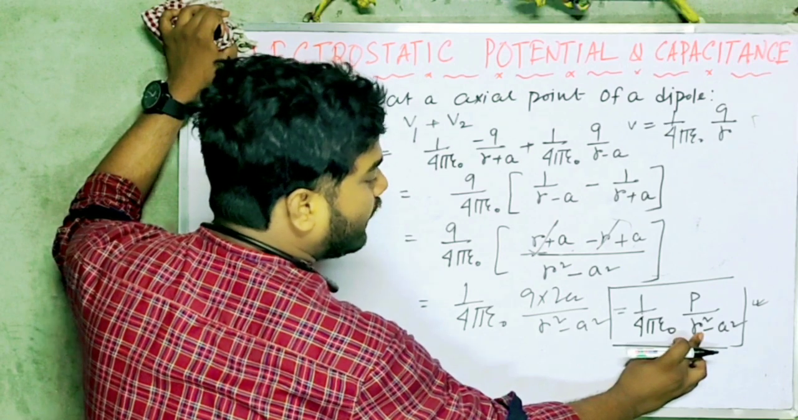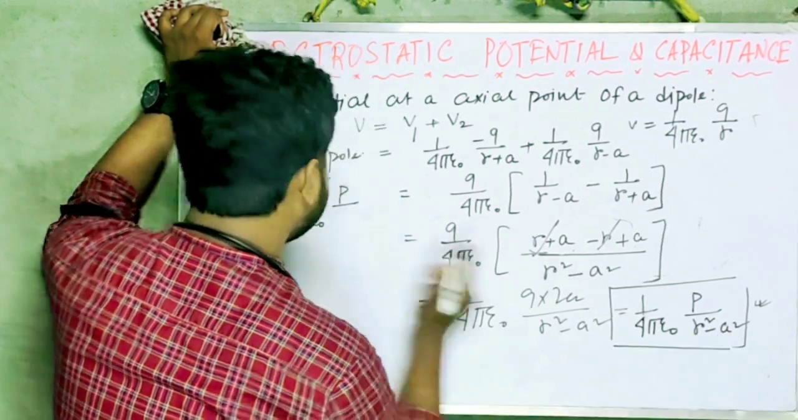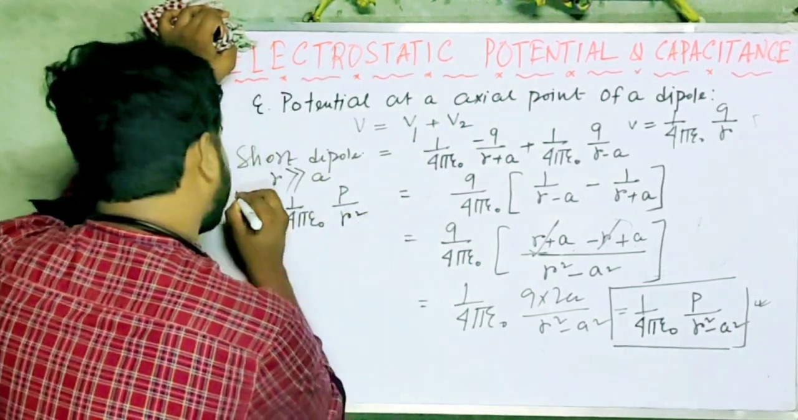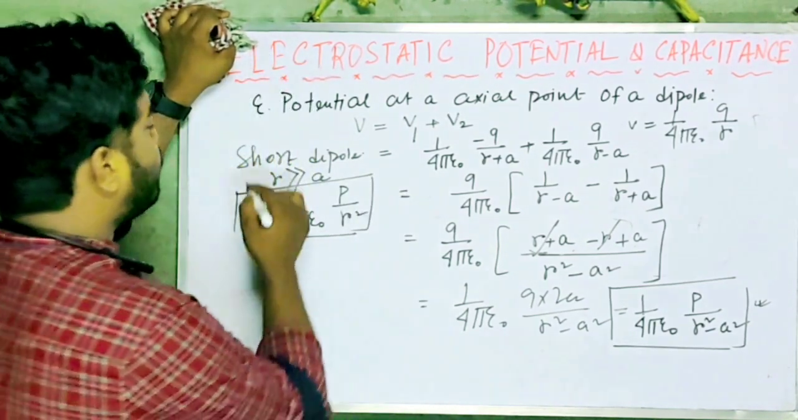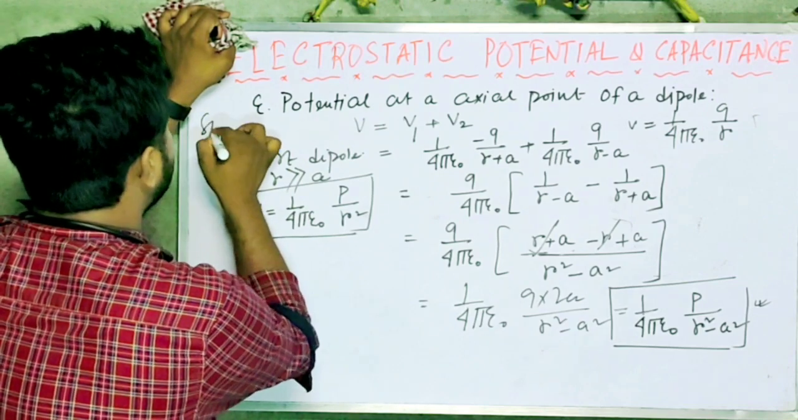R is greater than A, so A square will be neglected and the expression will be R square. So this is the expression of electric potential for a short dipole. This is the special case.